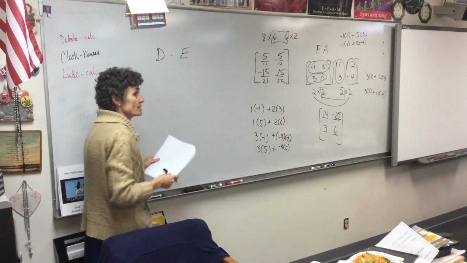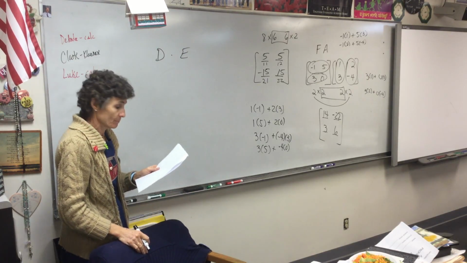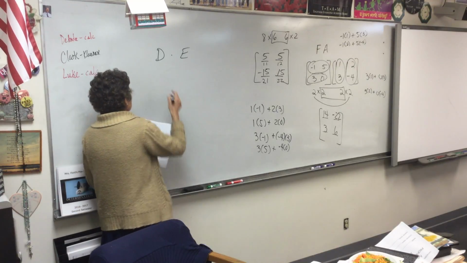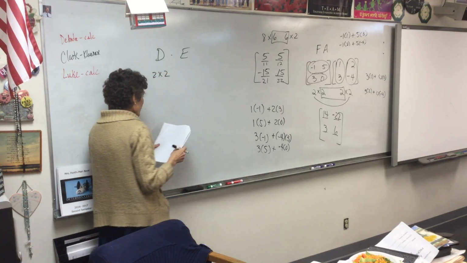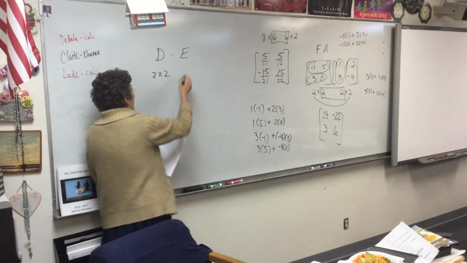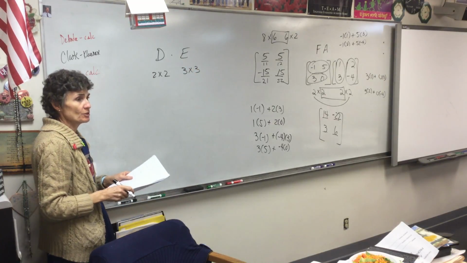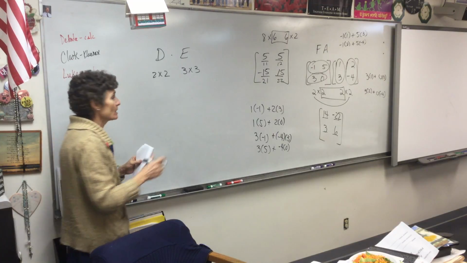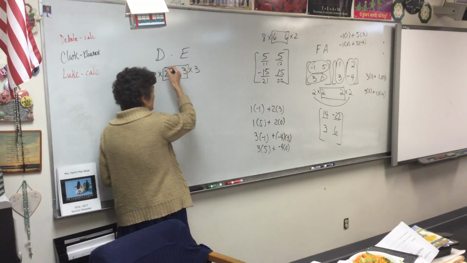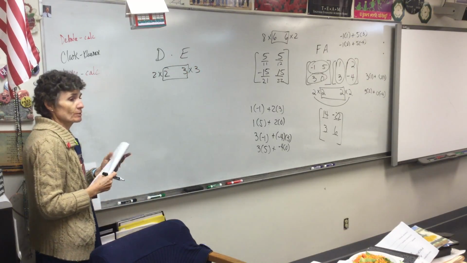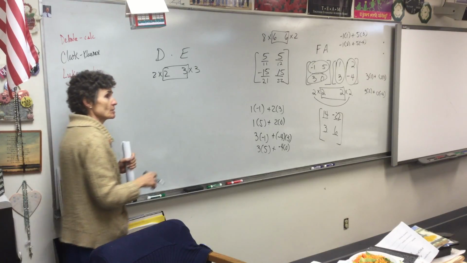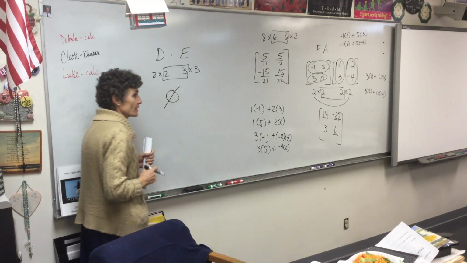What are the dimensions of D? How big is D? D is a 2 by 2. What is E? 3 by 3. Uh-oh. Can I even multiply a 2 by 2 times a 3 by 3? No, because these don't match. So the answer to this problem would be empty set.